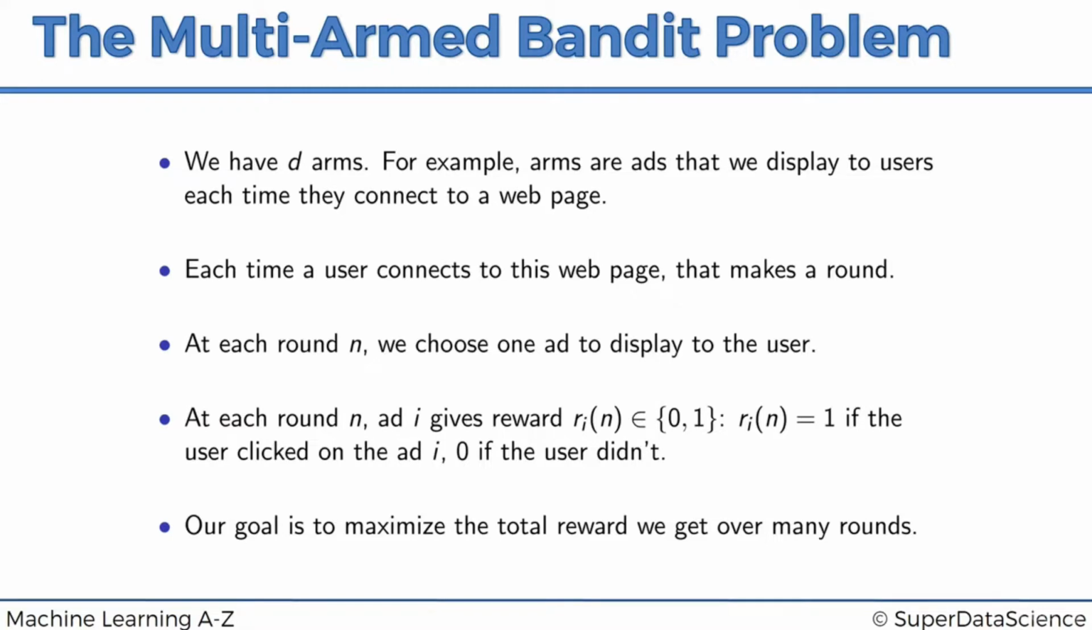A quick summary of the multi-armed bandit problem is as follows. We have D arms, for example. Arms are ads that we display to users each time they connect to a web page. By the way, yes, indeed, a modern application of the multi-armed bandit problem is advertising. So when you display ads, the algorithms that we're going to be applying can be applied to solving that problem where you're displaying ads.